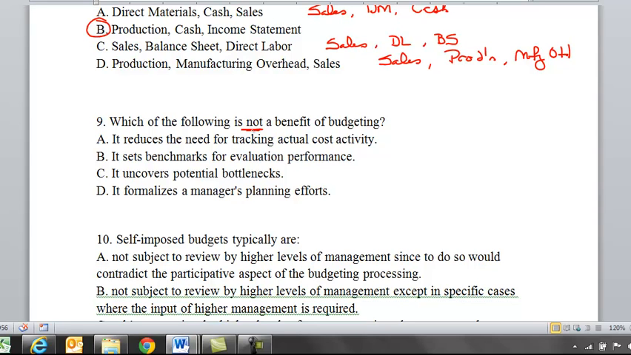So, formalizes managers' planning efforts. Sounds good. Uncovers potential bottlenecks. It sets benchmarks for evaluating performance. That's going to be covered under defining goals and objectives, as well as allocating resources. It reduces the need for tracking actual cost activity. Well, that's definitely not correct. Part of a budget is that you also then at the end, which we're going to learn in a future chapter, want to compare your budget to your actual to see how well did your budget help you project your revenues and your cost.